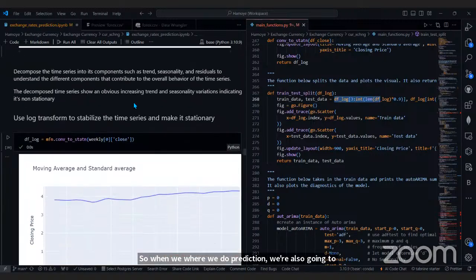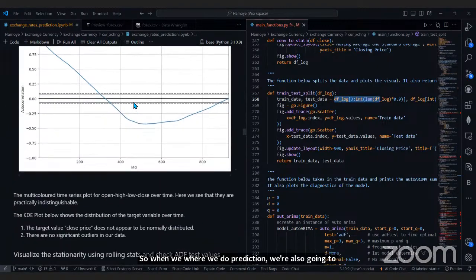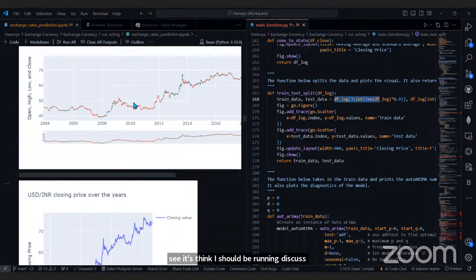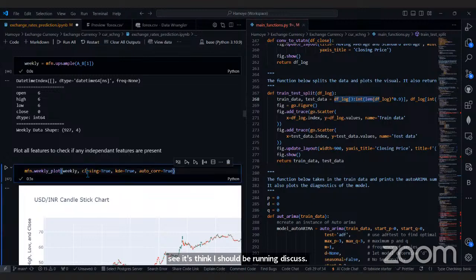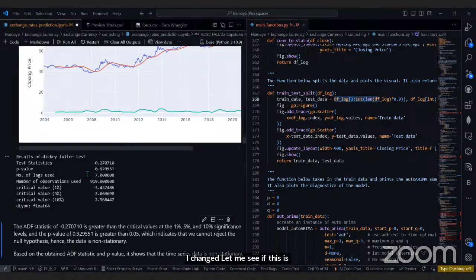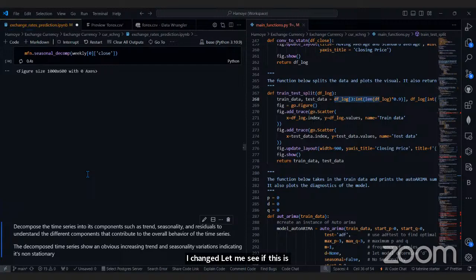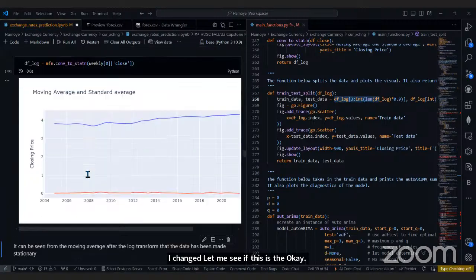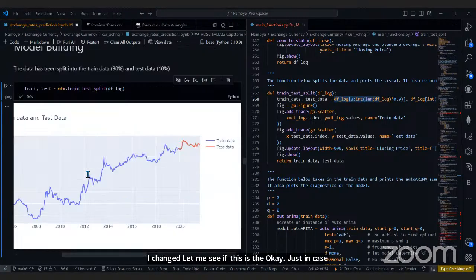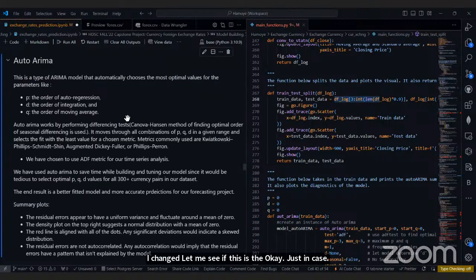I think I should be running this because I changed something. Let me see if this is still USD, just in case. Okay, so yeah, it does that for us.